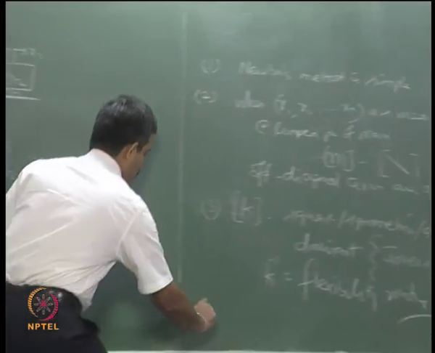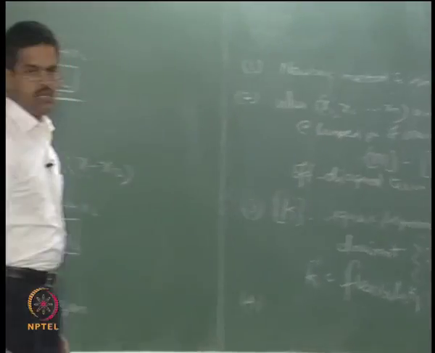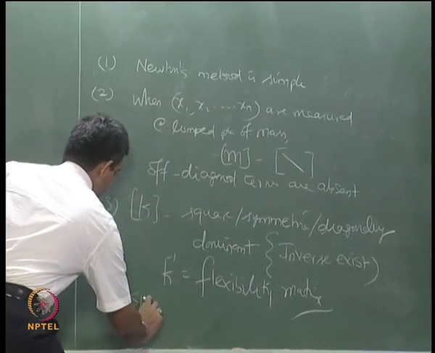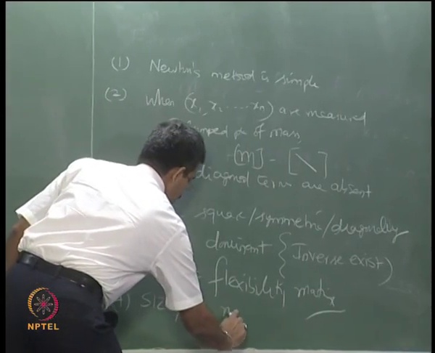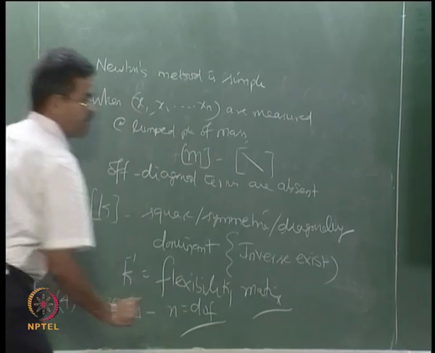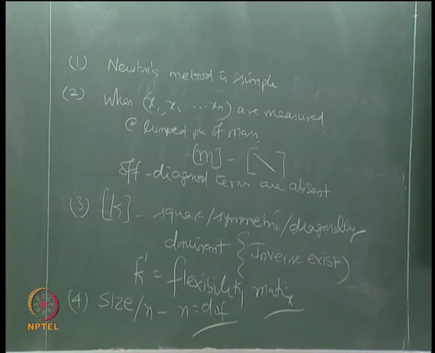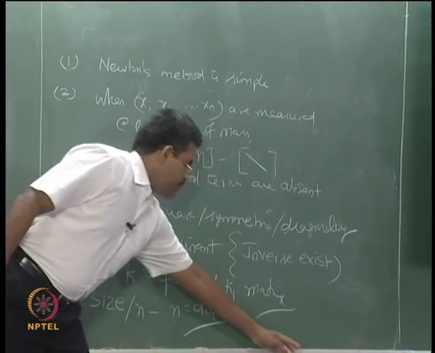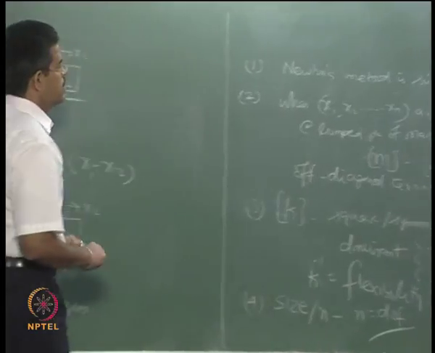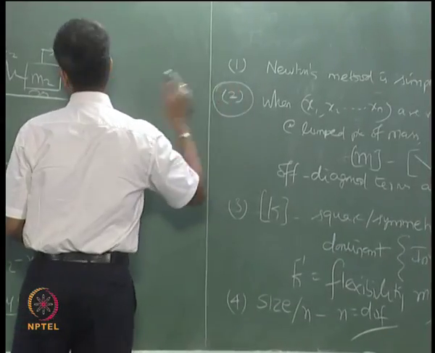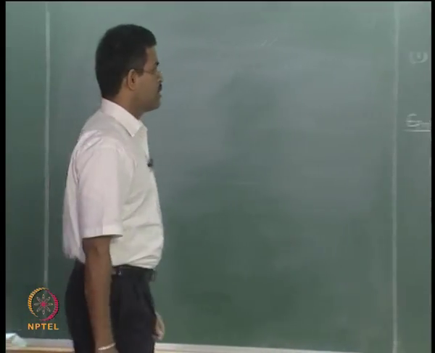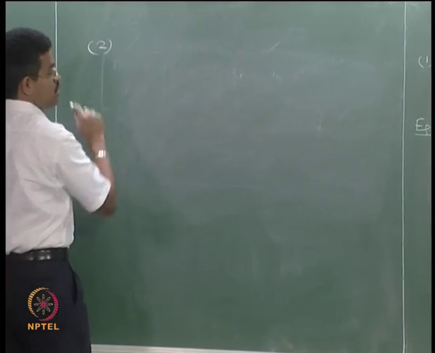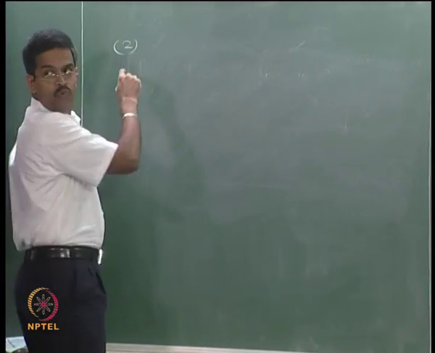And of course, the fourth and very simple observation is that the size of this matrix will be of order n, where n is the degree of freedom. So for 2 by 2, the degree is 2. These informations are very important, and I will use them later. Now I want you to quickly write the equations of motion for the second problem which I am giving here. I will give you 5 minutes.